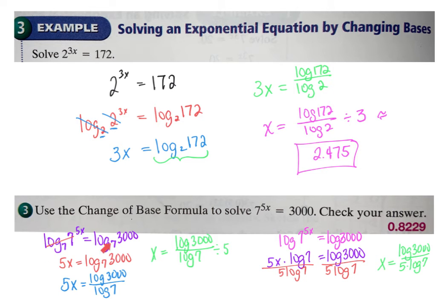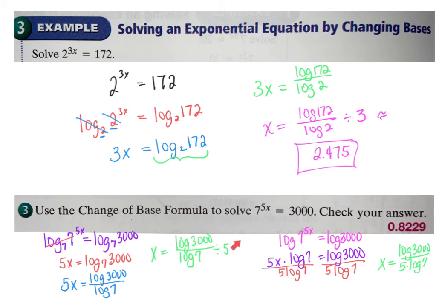I did log base 7 of both sides. Log base 7 of both sides, that canceled out here and I just have 5x. Log base 7 of 3,000, change of base, log of 3,000 over log of 7, and then I divided both sides by 5. Here I did log base 10 of both sides and expanded. Log of both sides, expanded the 5x over, and then divided both sides by the 5 log base 7.